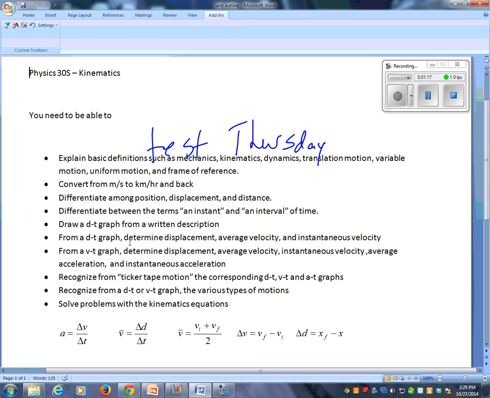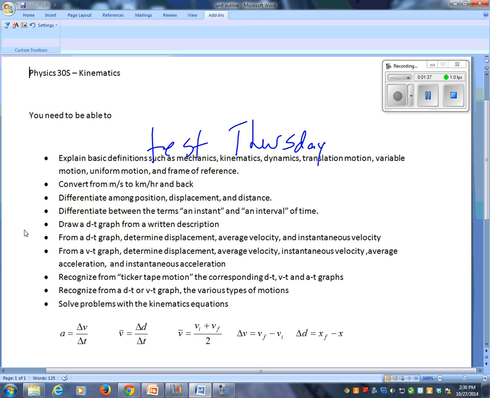You need to differentiate between the terms an instant and interval of time, and I don't think we've actually had that discussion yet. So I should do that. Yeah, I just copy every word off here and make my cheat sheet. That doesn't tell you how to do stuff, it tells you what you need to know. So go ahead if you think it's going to help you.